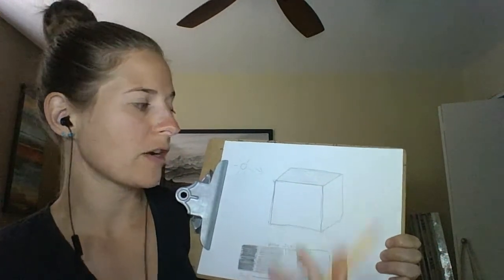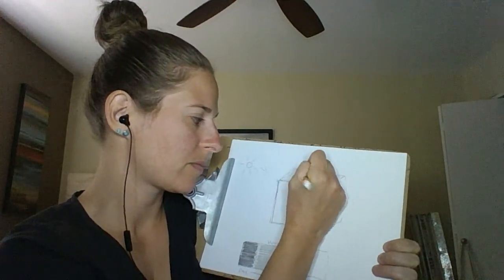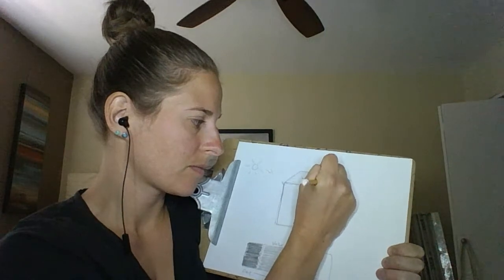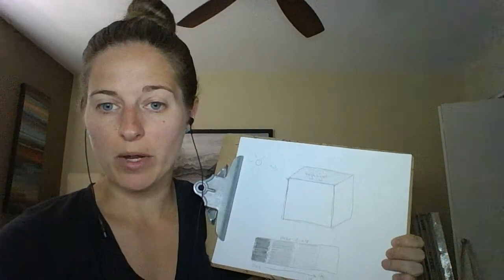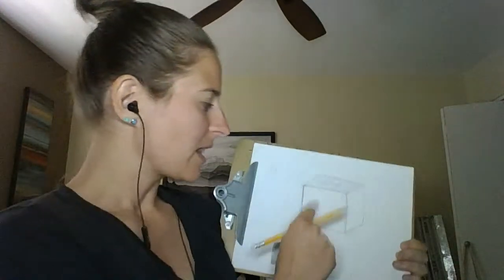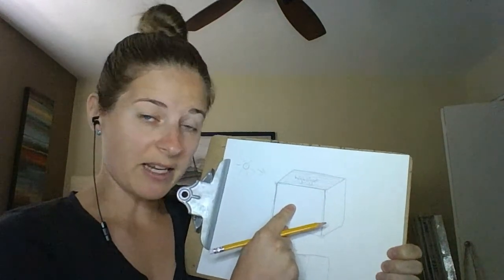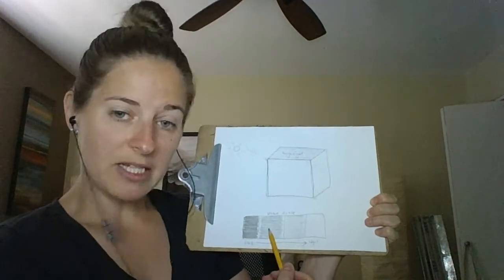All right, so I colored it very lightly, and this area here is called the highlight. It's kind of the lightest point in my drawing. Highlight. All right, this one here is the second closest to the light, so it's going to be the second lightest. It's going to be this color here.